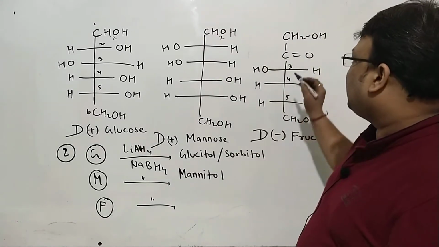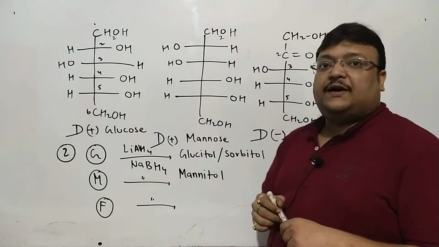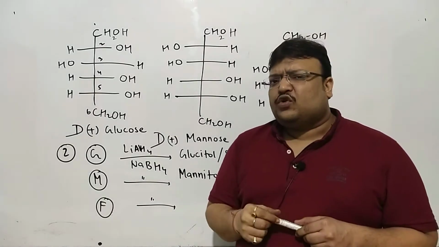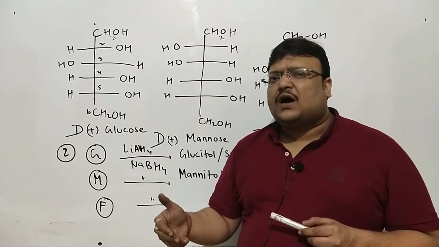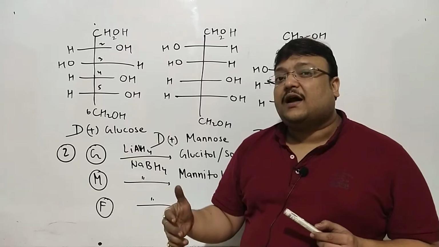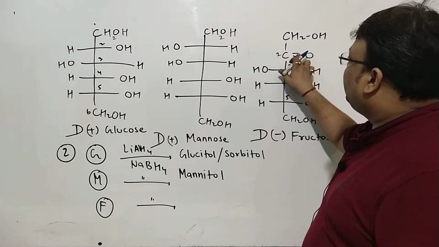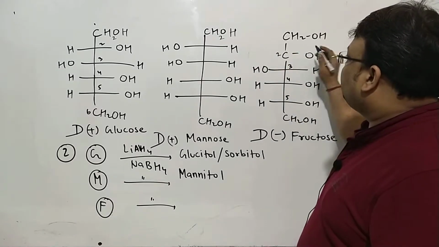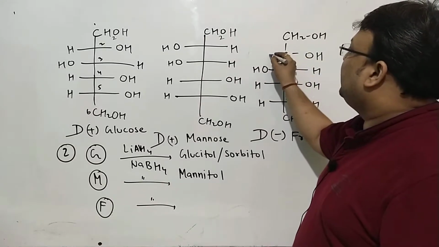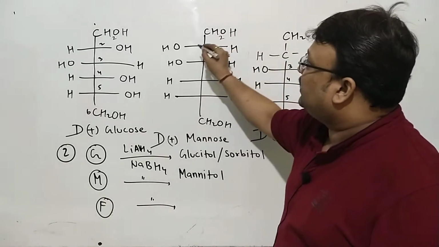Fructose is ketonic at carbon 2. I must have told you in the past, every time an sp2 carbon becomes sp3, and that carbon is chiral. Any time the C double bond O is reduced to an OH and an H, you can have this OH to the right as well as to the left.